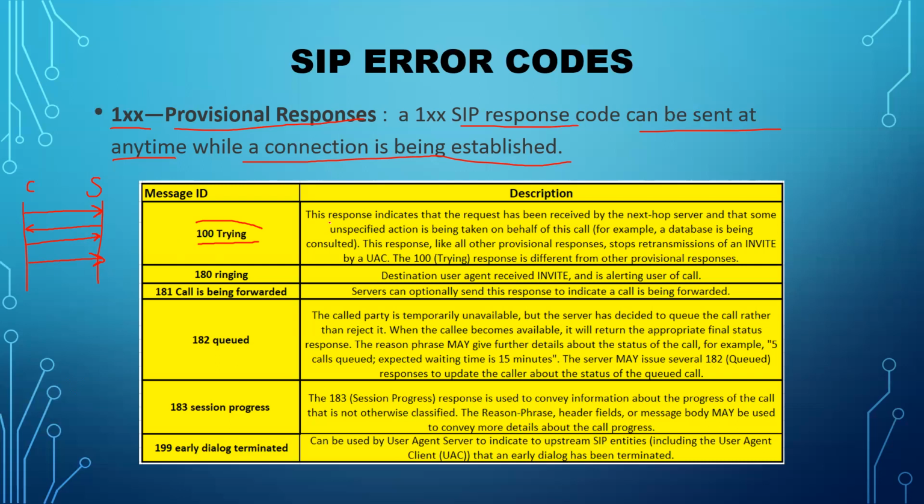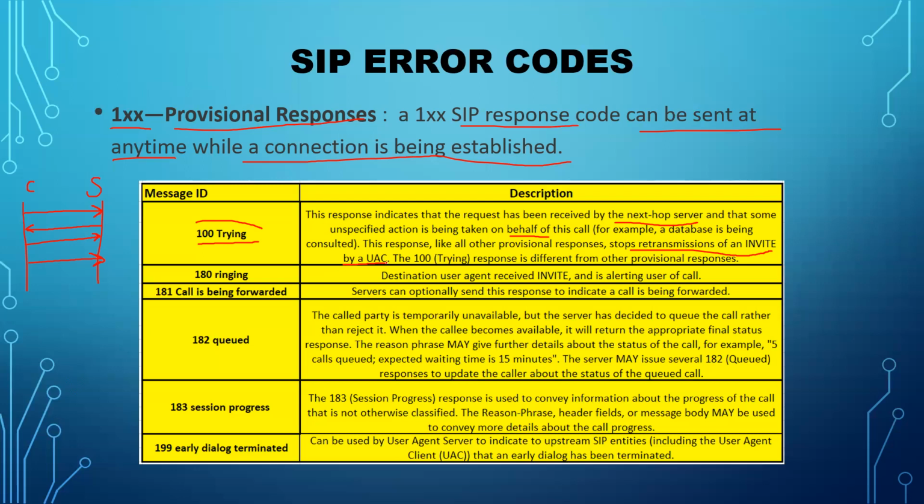So 100 Trying. This response indicates that the request has been received by the next hop server. For the client, the next hop server would be this user agent server, and that some unspecified action is being taken on behalf of this call. For example, a database is being consulted. And this response, like all other provisional responses, stops retransmissions of an INVITE by a user agent client. That's what I already discussed, right? It will stop the transmission as soon as you get the 100 Trying.